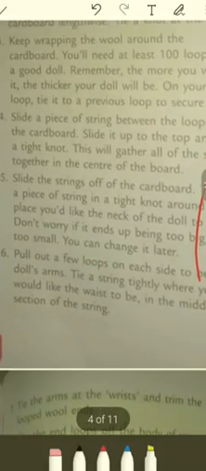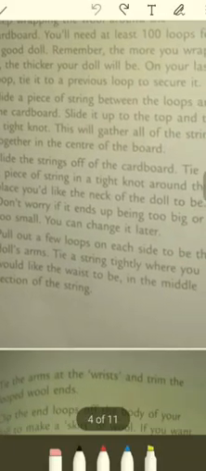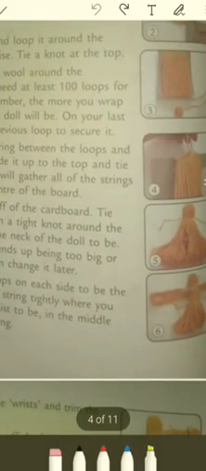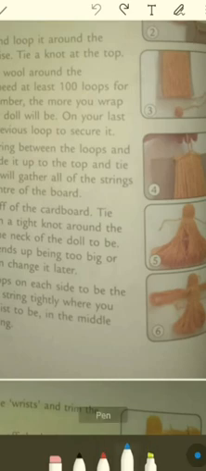So now number 5, slide the strings off of the cardboard and tie a piece of string in a tight knot around the place you would like the neck of the doll to be. Are you getting the idea? The figures are given here. See, this is what you are asked to do.